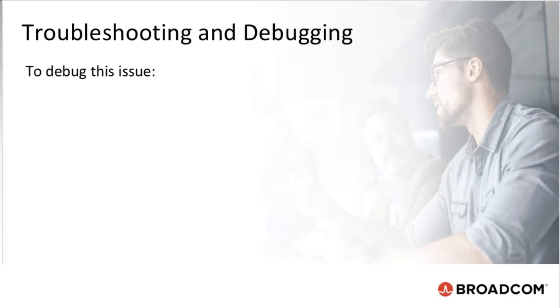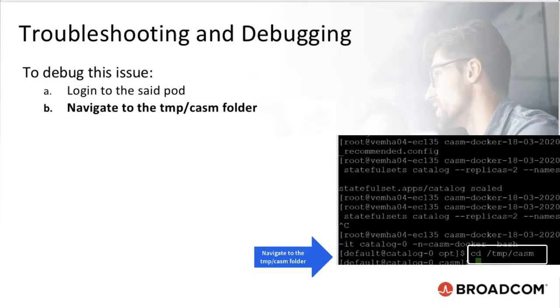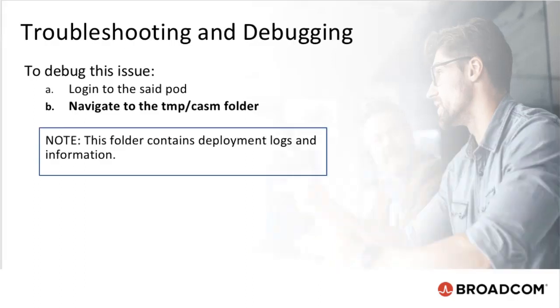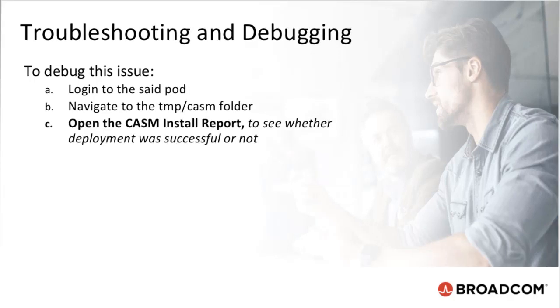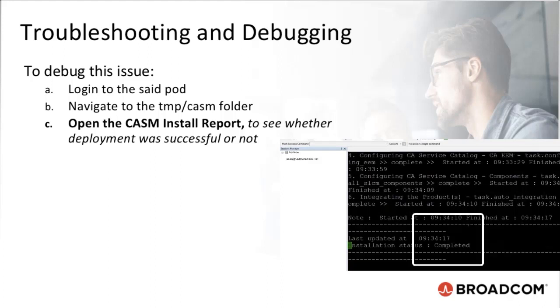To debug this issue, log in to the said pod by executing this command. Also navigate to the tmp/chasm folder. This folder contains deployment logs and information. Open the chasm install report to see whether deployment was successful or not. If you see the installation status is completed, which means that installation happened successfully.